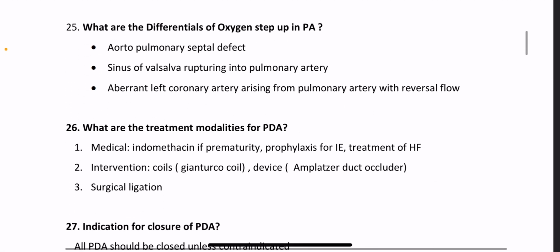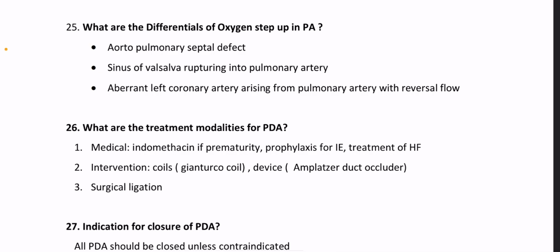What are the differentials of oxygen step up in pulmonary artery? Aortopulmonary septal defect, sinus of Valsalva rupturing into pulmonary artery, aberrant left coronary artery arising from pulmonary artery with reversal flow.